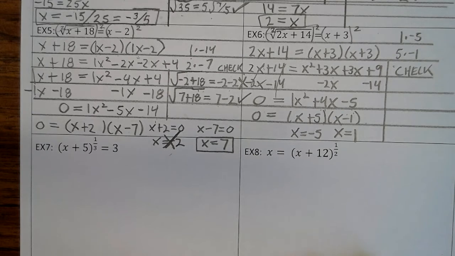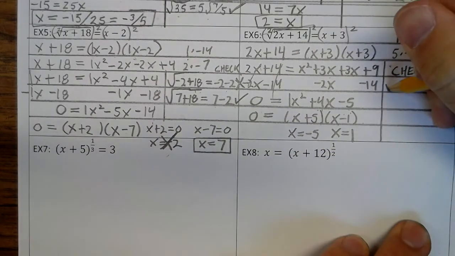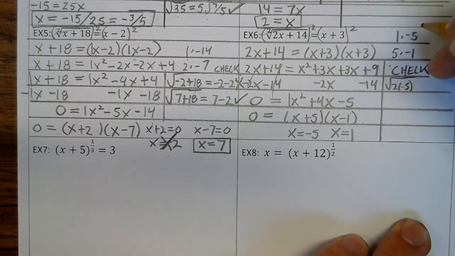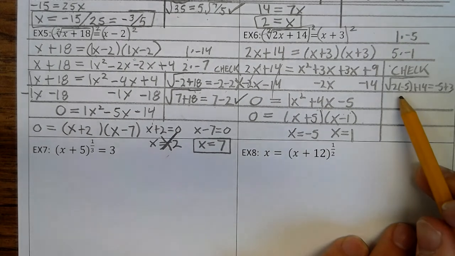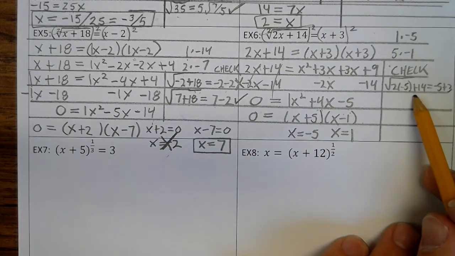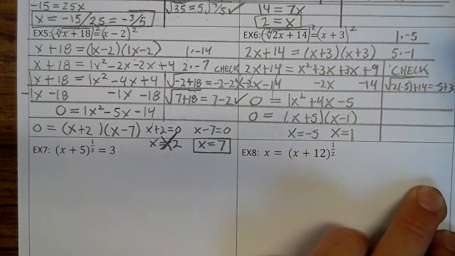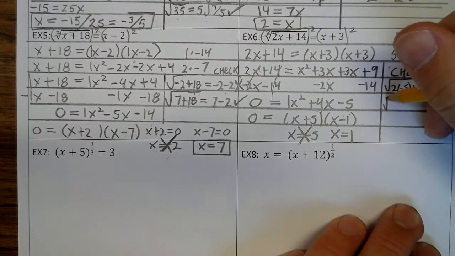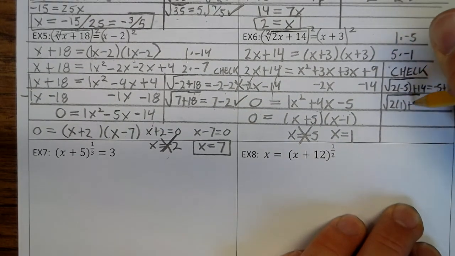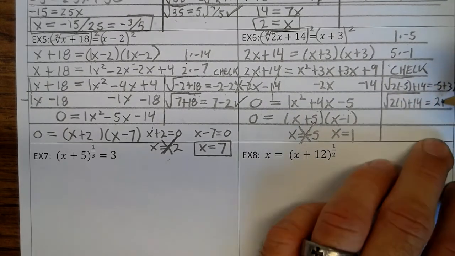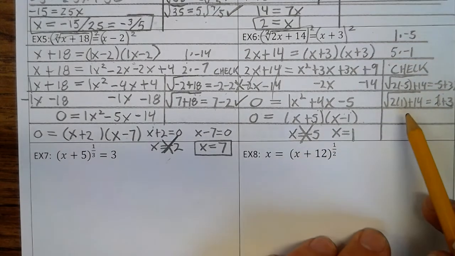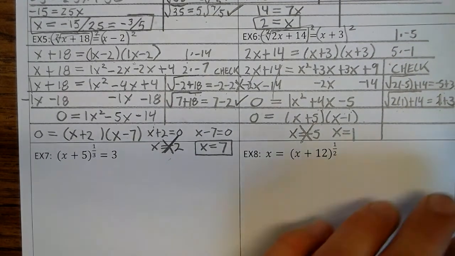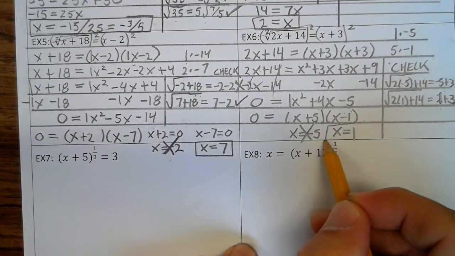All right, so the check, we substitute negative 5 in, so we get the square root of 2 times negative 5 plus 14 equals negative 5 plus 3. Well, that's the square root of 4 is positive 2 does not equal negative 2, so that doesn't work. So we know that x equals negative 5 is not a solution. Now we try 1. The square root of 2 times 1 plus 14 equals 1 plus 3. So that's the square root of 16 is 4. 1 plus 3 is 4. So this checks. So our answer is x equals 1.